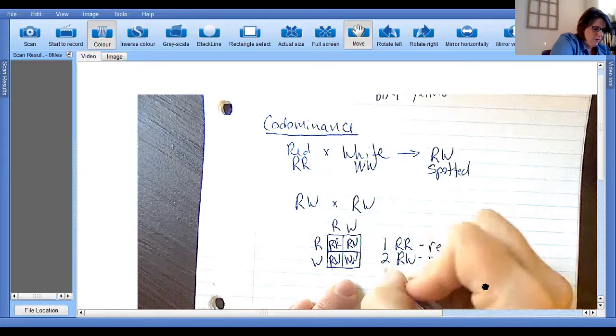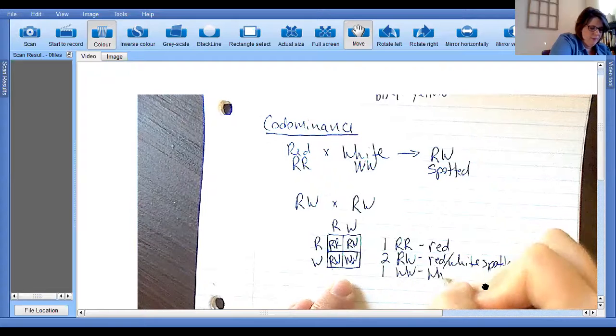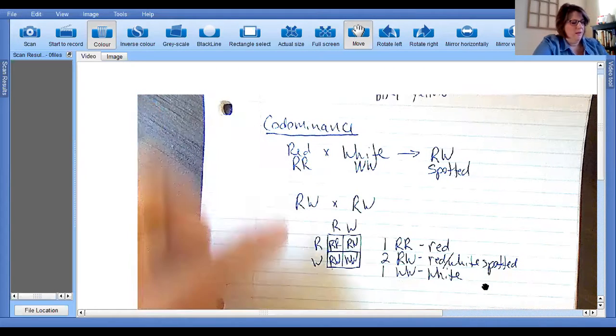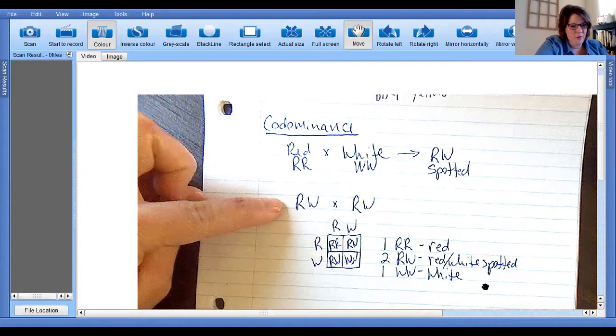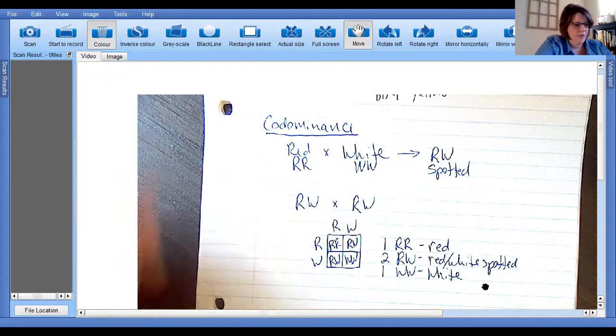And then we've got one that's WW, and that one would be white. So in codominance, we've got two alleles that are dominant. Both of them, if present, are going to show through and make that red and white spotted. It's going to show up in some way that they're both going to show up together.